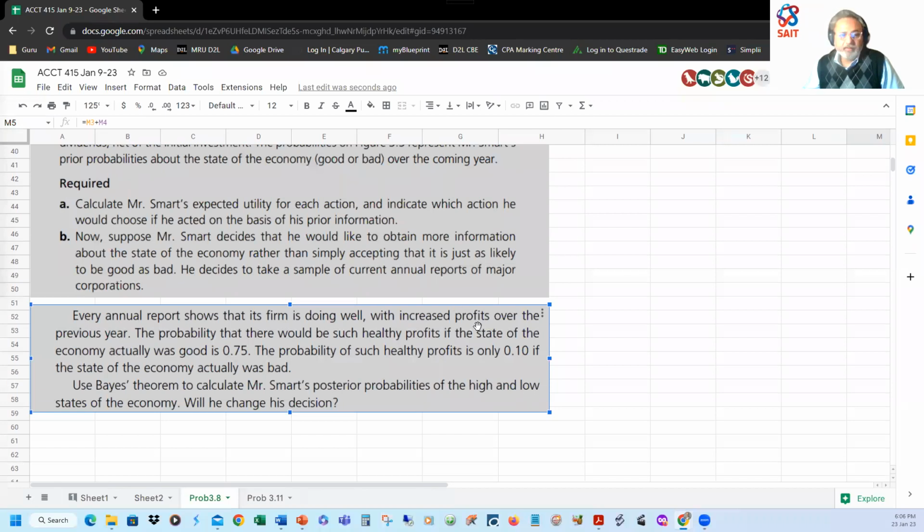And profits have basically gone up over the previous year. The probability that there would be such healthy profits if the state of the economy actually was good is 0.75. So this is where your information system is coming in.